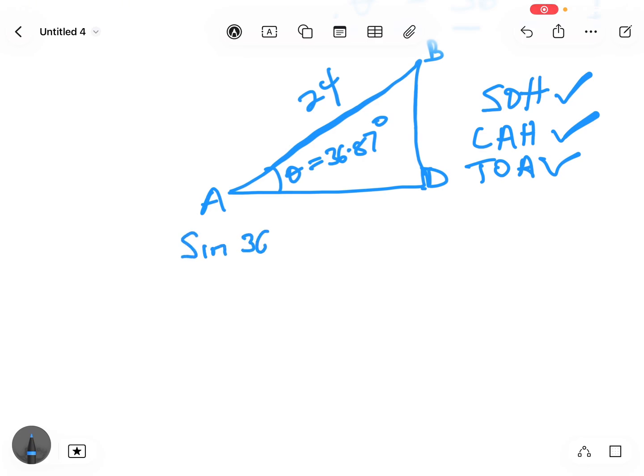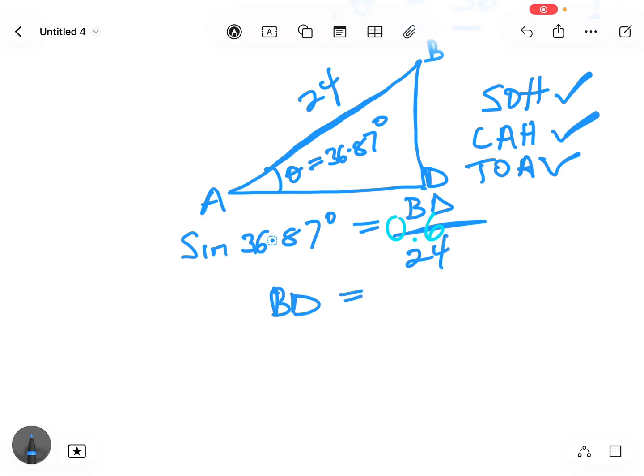Sine 36.87 degrees equals opposite, which is BD over 24. So BD equals sine 36.87, which is 0.6, times 24. So we have BD as 14.4 meters.